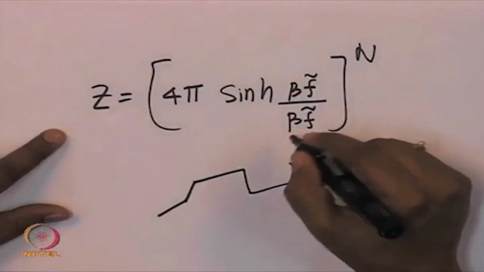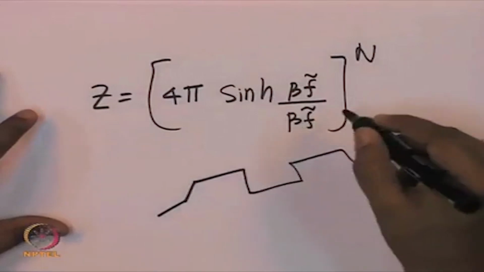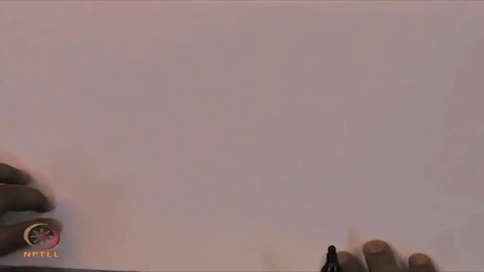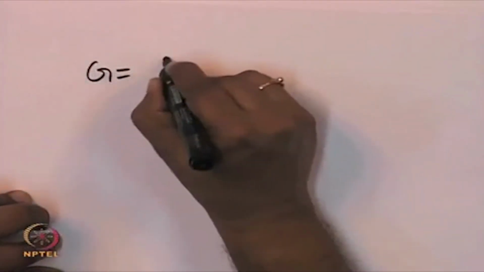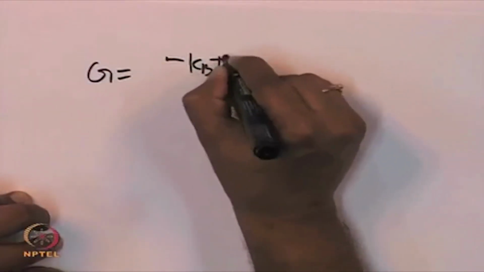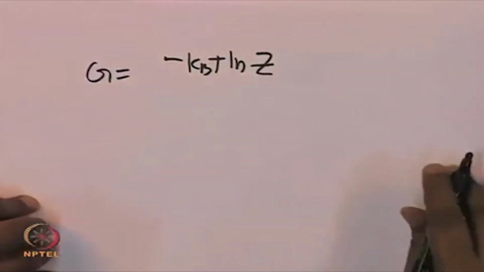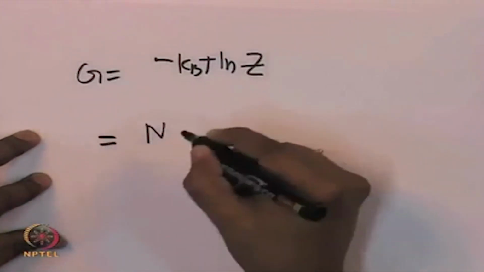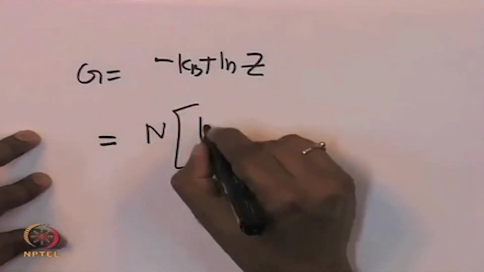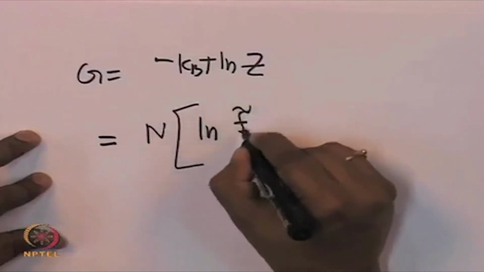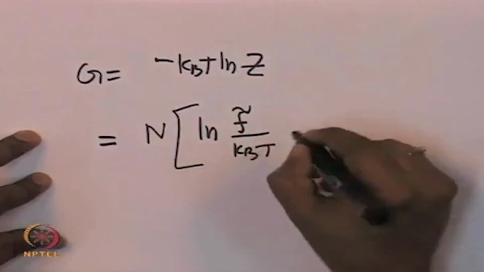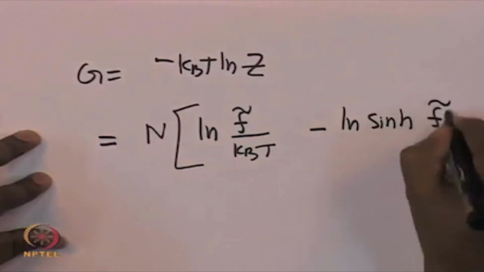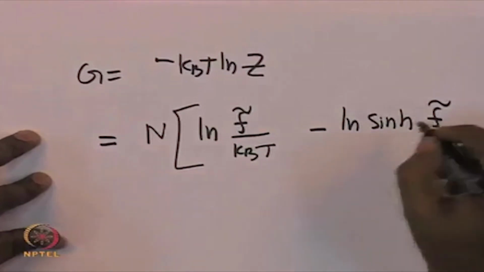So, what would this give? This is your partition function, and what do we need? What we need is the free energy, which is minus k_B T log Z, and it turns out that the free energy will be, if you do this properly, N times [log f tilde by k_B T minus log sinh(f tilde by k_B T)]. So, it will depend on the temperature.